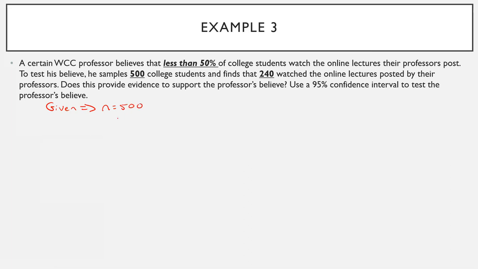Okay. 500. How many said they watch the online lectures? Okay. So if you were to just do the P hat of this, you would take 240 divided by 500. I think you'd get 48, okay? So is that less than 50% right there?